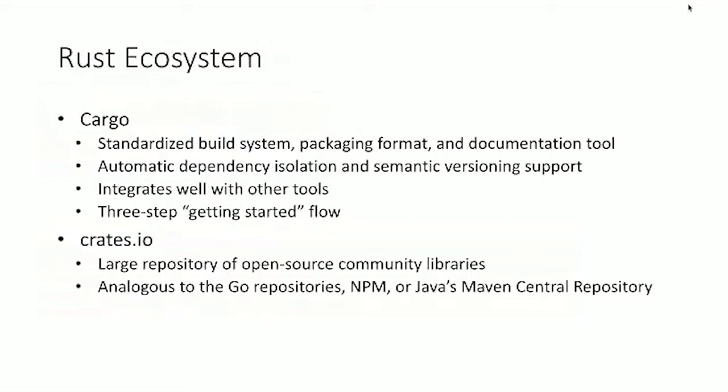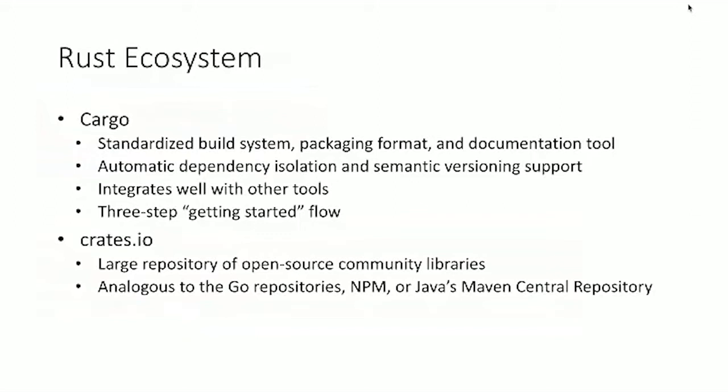Now, Rust has a large ecosystem. So Cargo is Rust's package manager, build system, and documentation tool. If you've ever used NPM or pip or Ruby gems, something like that, you'll know exactly what this is. It's the same basic concept. It supports semantic versioning, dependency isolation, local and remote builds, and it integrates well with other tools. It's extensible.